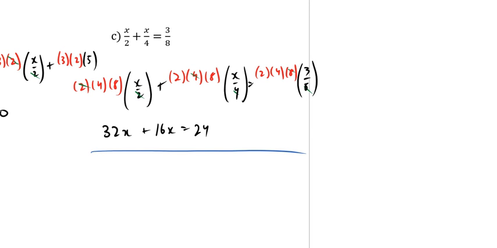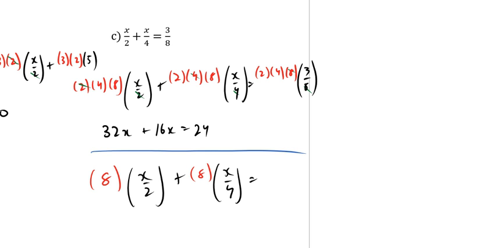But I could also have just multiplied everything by 8 instead of by all 3 of those things, and watch how it works out. But again, it's a little bit different. 8 times x over 2 plus 8 times x over 4 equals 8 times 3 over 8. Okay, so these guys are gone.